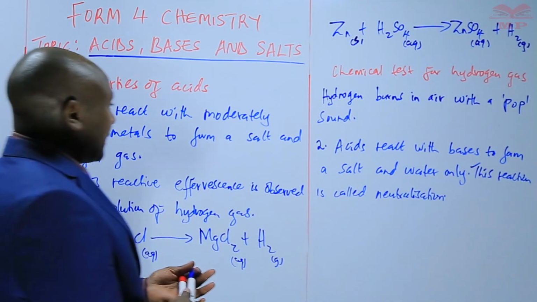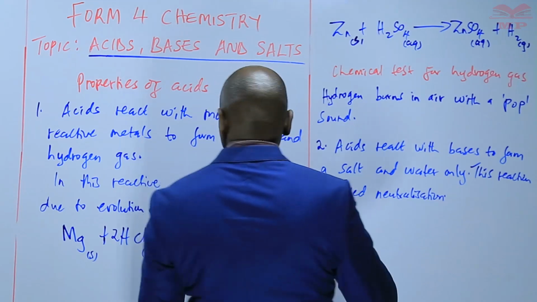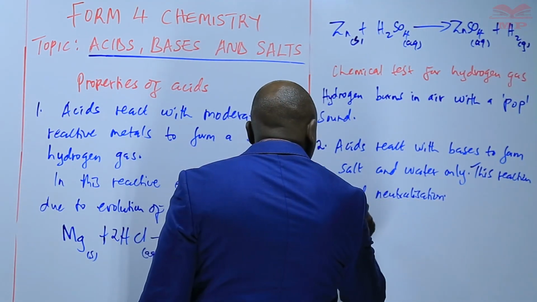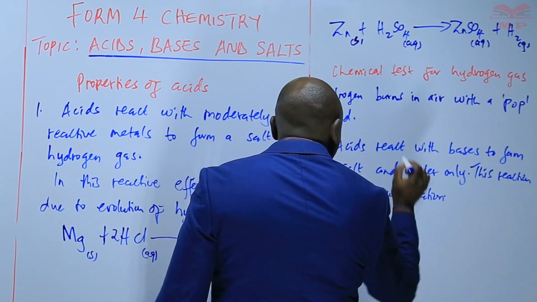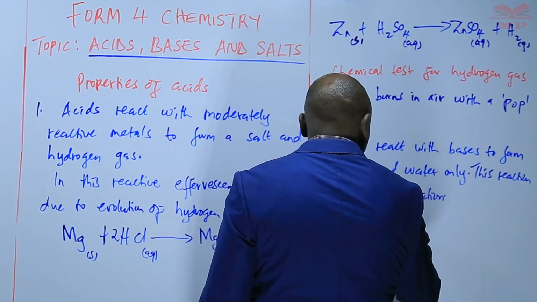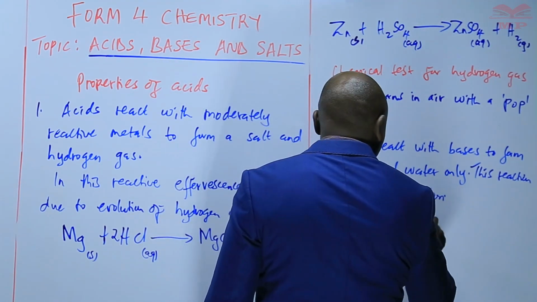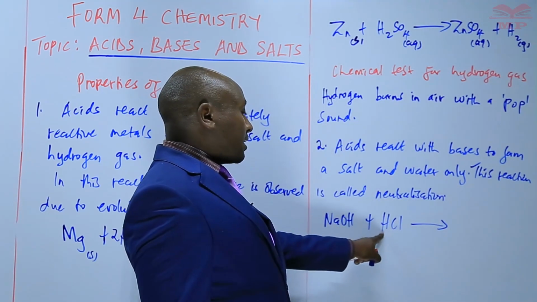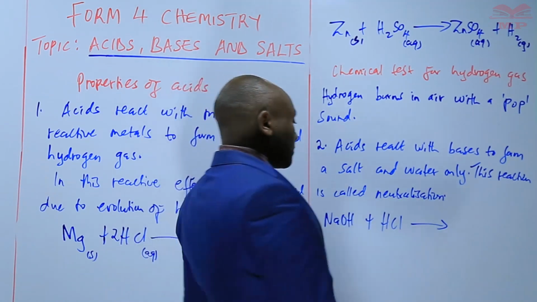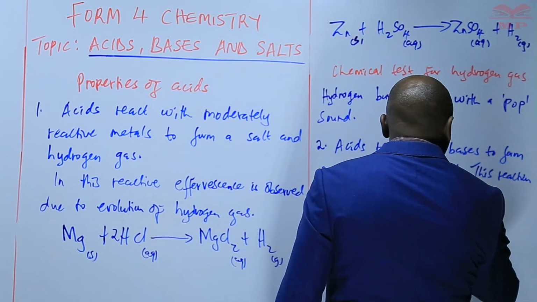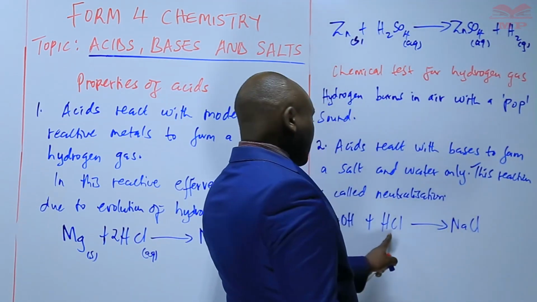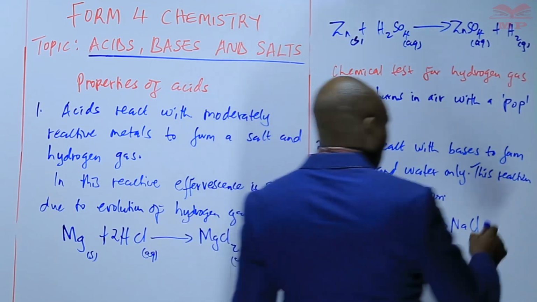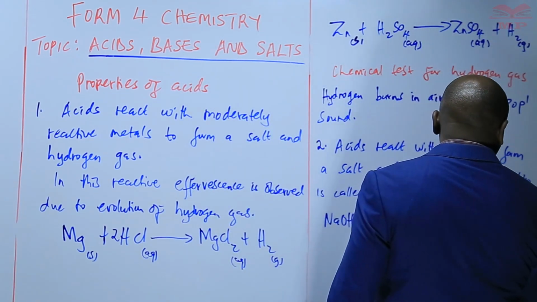So for some examples, we can take a base such as sodium hydroxide plus hydrochloric acid, and on this again the sodium replaces the hydrogen, so you get sodium chloride, and the displaced hydrogen combines with the hydroxide ions to form water.